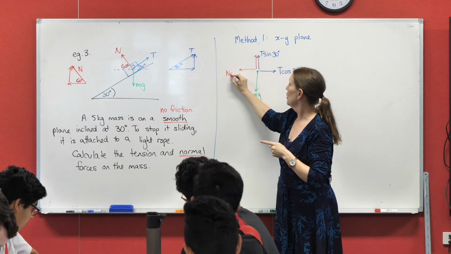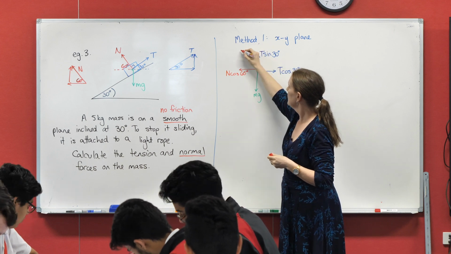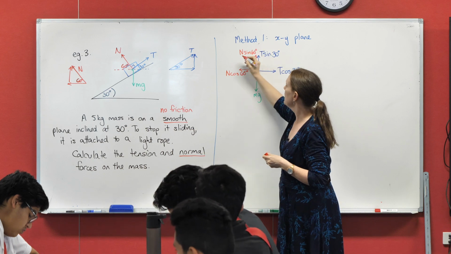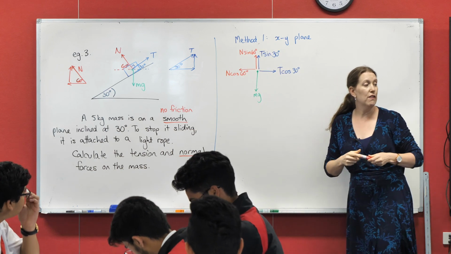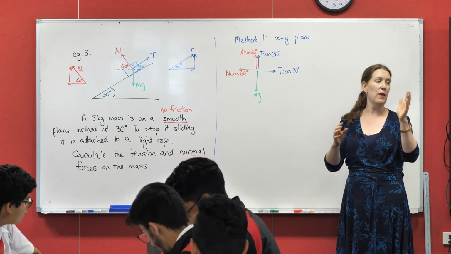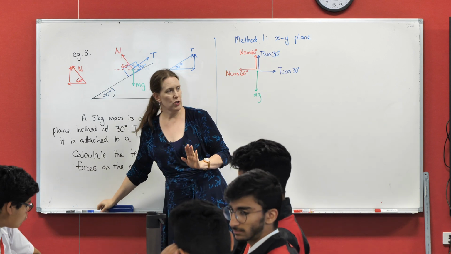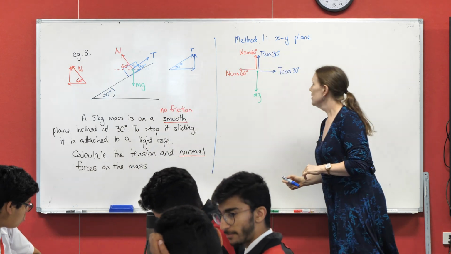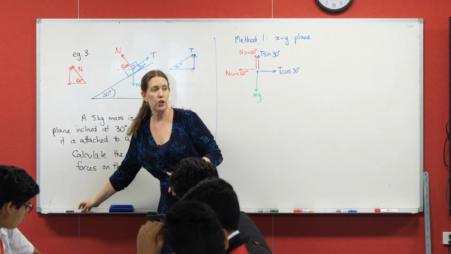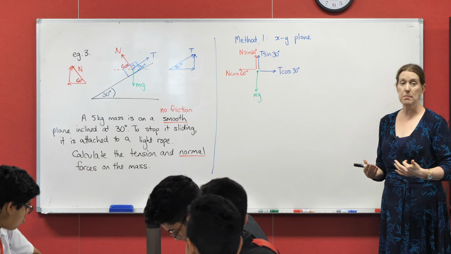N cos 60, and our vertical, N sine 60. Again, we could change them to cosines if we want to. In fact, when you see the question that I have, it says "show that," and it's all in cosines. But I'm not interested in that bit. So we now get to here, and I'm asked to calculate the tension and normal forces, i.e. find me T and find me N.